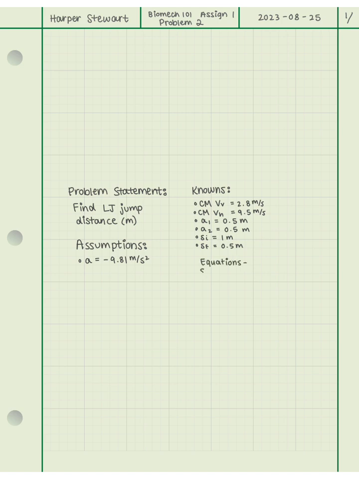And then we also need information from our equation sheet that we mentioned before. So we have 3 equations, 1 in the horizontal direction and 2 in the vertical, that we're going to be using to solve this problem.